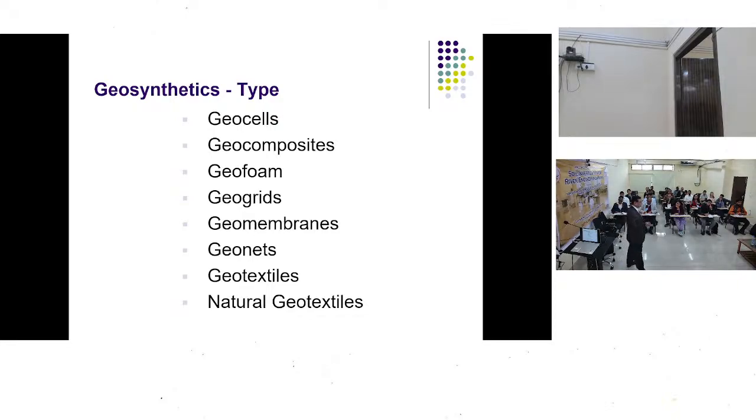So once this is clear in my mind, now I can visualize. If it is a cell, then cell means maybe it should be three-dimensional in nature, a little bit. If it is a composite, it should be having maybe two or three types of materials, then we can call it a composite. If we say a foam, what is a foam? Foam means it should be lightweight. So geofoam should be a lightweight material. Then geogrid means it should be a grid type of structure.